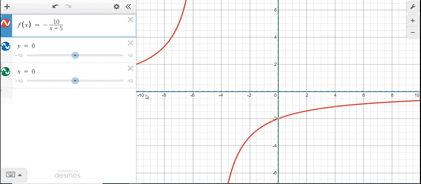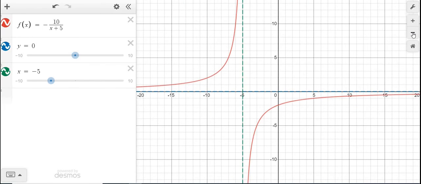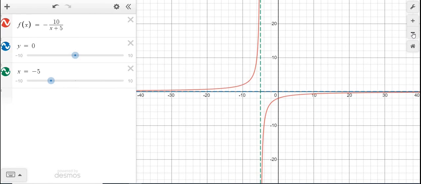Now you notice that we originally had the asymptotes plotted at x equals 0 and y equals 0. So now I'm going to use this slider to slide the vertical asymptote over to -5. And if we zoom out, you can see that that is indeed our vertical asymptote. So we have a vertical asymptote at x equals -5. Another way of looking at this is that adding 5 to x in the denominator shifts the entire graph of the parent function to the left by 5 units.